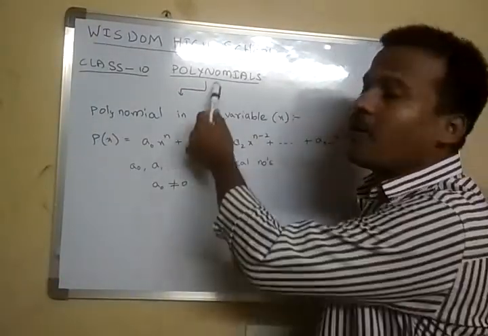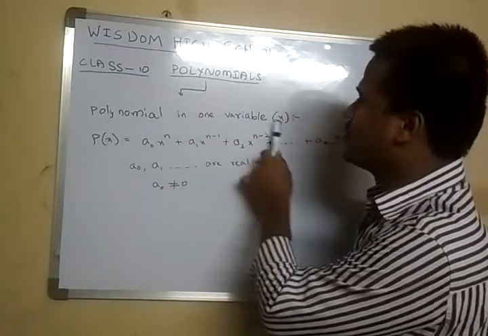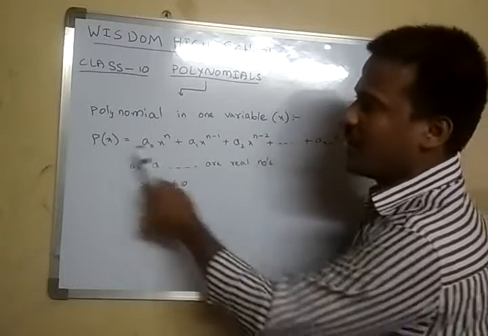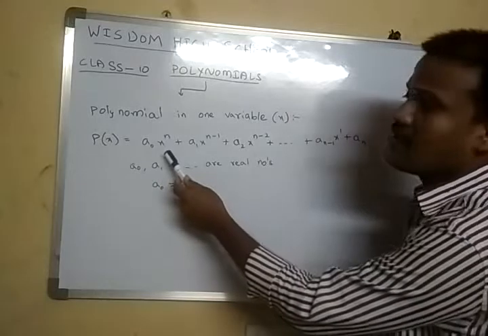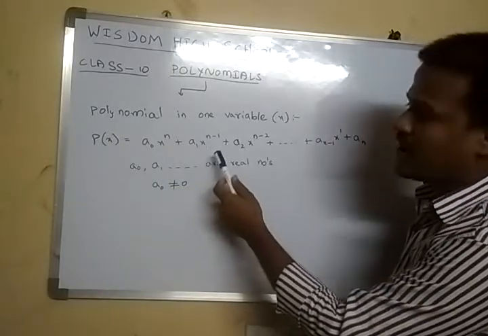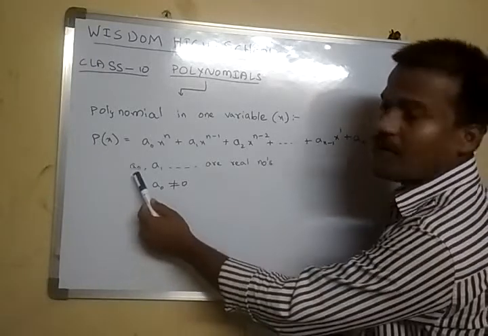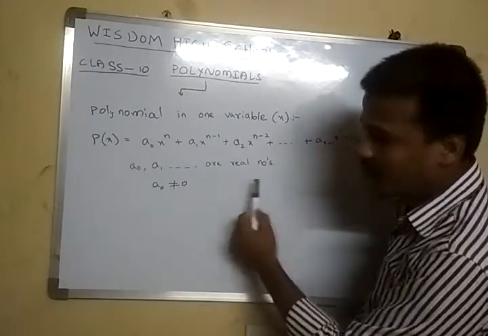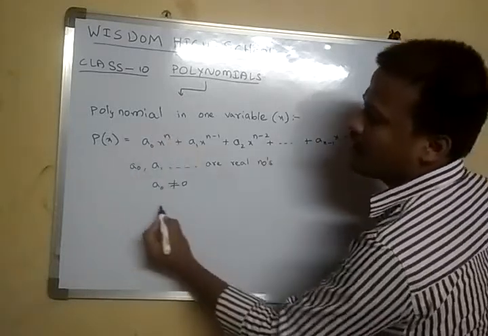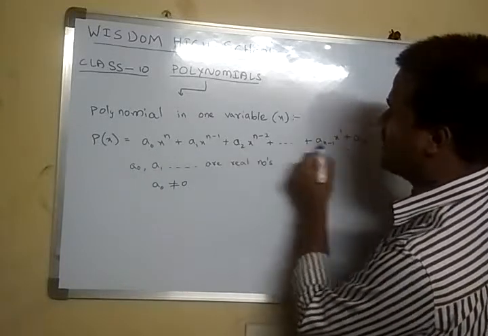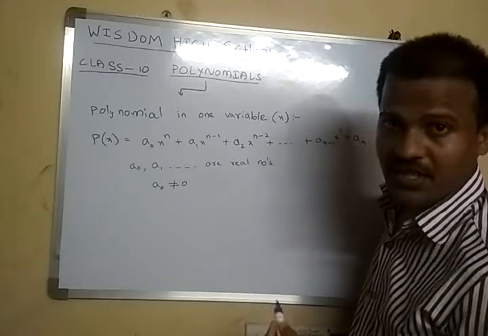basically the polynomials chapter in the 10th class deals with one variable. So take that variable as x, and the general form of polynomial p of x can be written as a naught x power n, a1 x power n minus 1, a2 x power n minus 2, and so on up to an, where a naught, a1, and so on are real numbers. A naught is not equal to 0, and here n, n minus 1, n minus 2, and so on are natural numbers. So we call them positive integers.